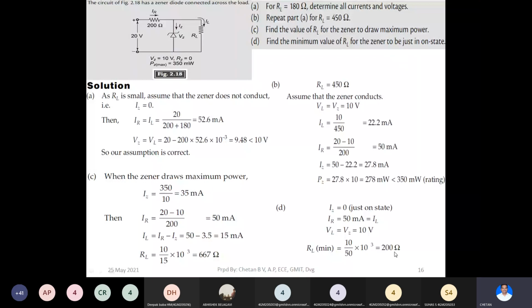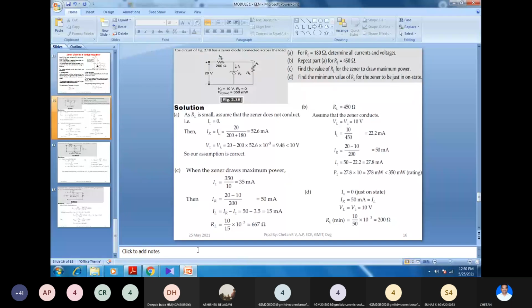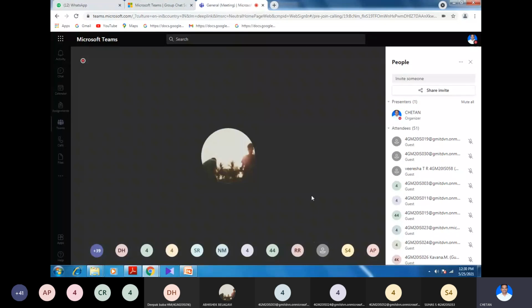So this is sufficient for today's class. I hope you understood most of the concept, and also you are familiar with the usage of virtual lab. In that virtual lab, you can try almost all circuits which are there in your syllabus, and you can find out the practical output using the virtual lab.